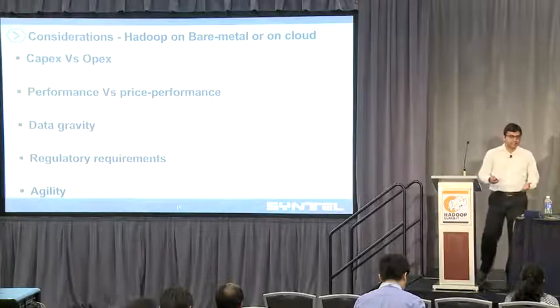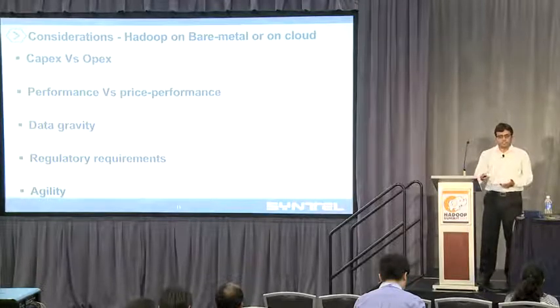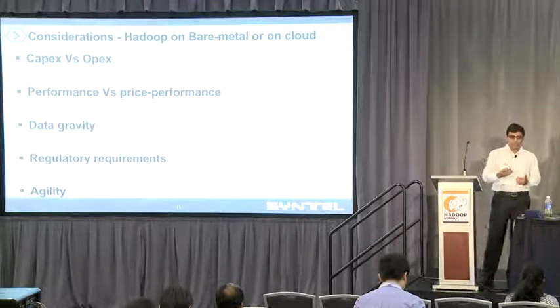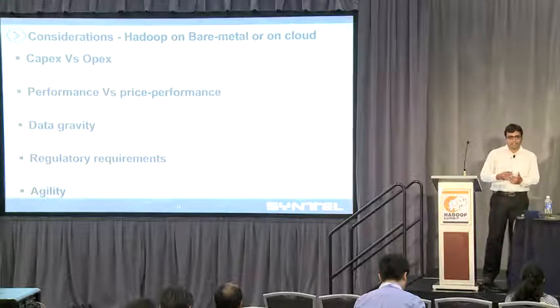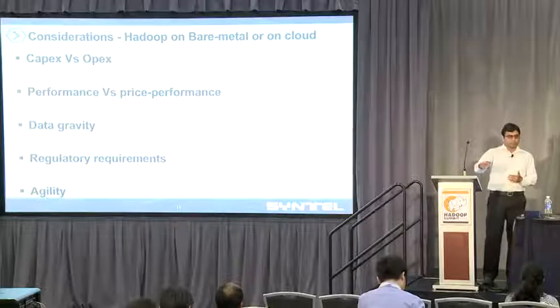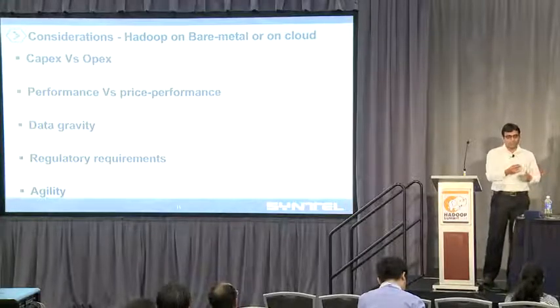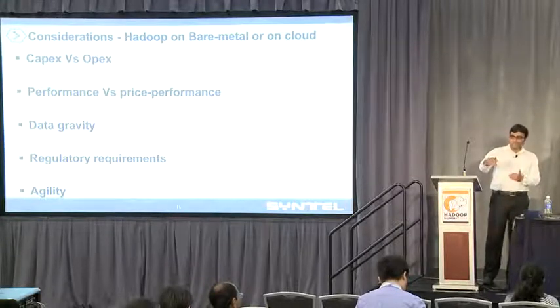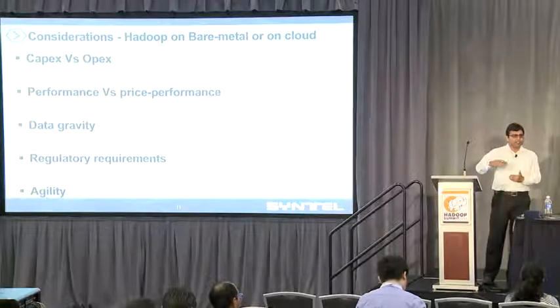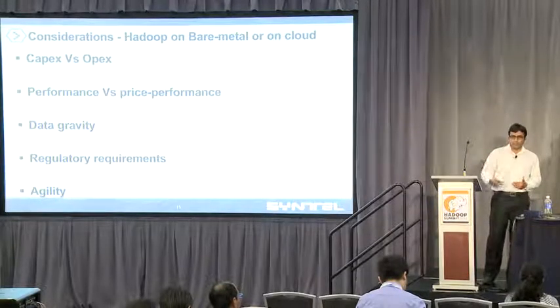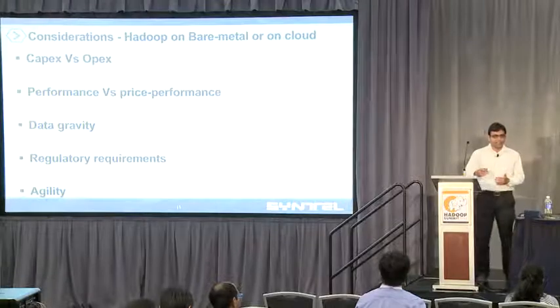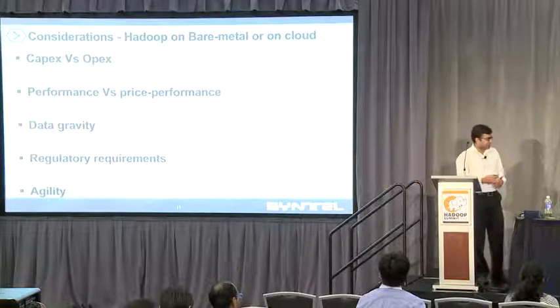Agility is required for certain applications where you don't want to wait, from the inception of your application, for it to get deployed. As we mentioned, with Hadoop on bare metal there is a bit of lag until you provision your hardware, set it up in the infrastructure, and then configure it. So some applications require that agility.